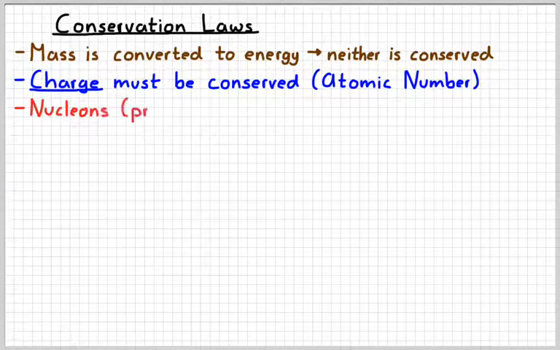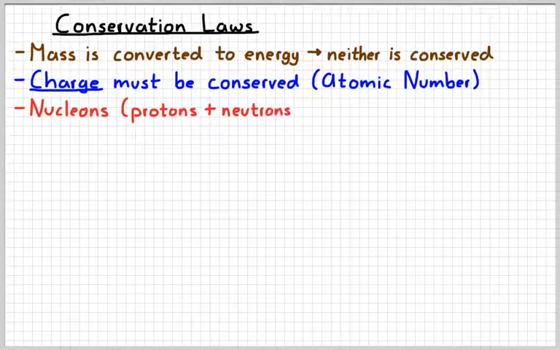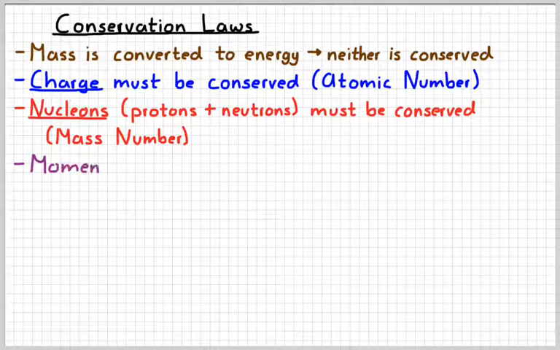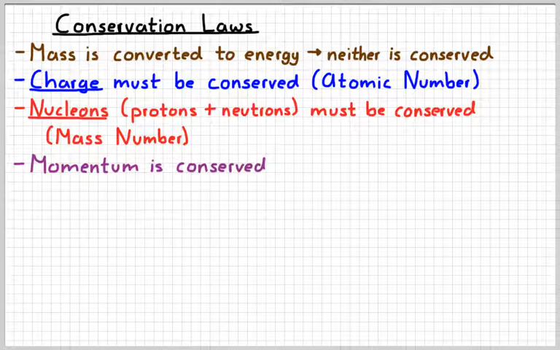The other thing that has to be conserved is the number of nucleons. Remember, a nucleon is a proton or a neutron, and together they make up the mass number. And so the reason that we have the term mass number is because that number is not going to change during a nuclear decay process. And then the third thing to remember, mechanically speaking, is that momentum is conserved. So if we want to know how fast the particles are moving after a decay, we would use conservation of momentum.